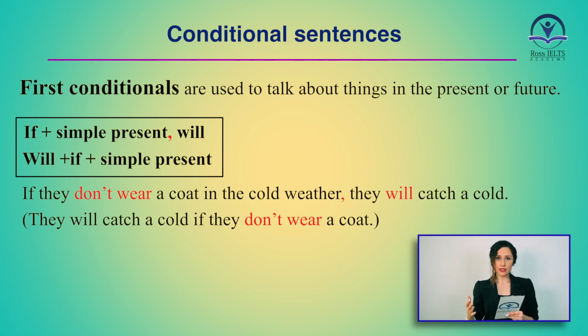So, as you can see here, again, we have two clauses. The first one is the if clause, which is if they don't wear a coat in the cold weather. Then you have a comma because whenever your if clause is in the beginning of your sentence, you should have a comma after that. And then the main clause, the second clause, is they will catch a cold. So the if clause is in simple present and the main clause is with will.